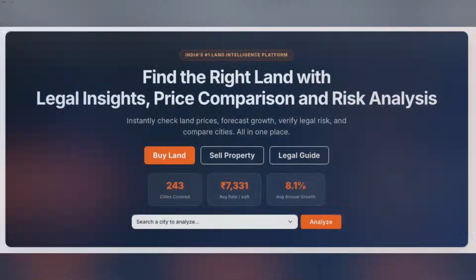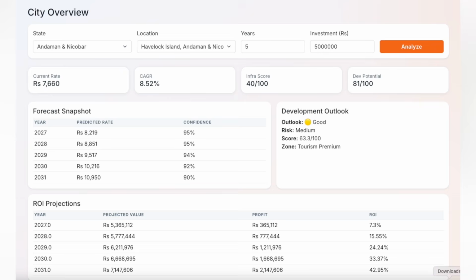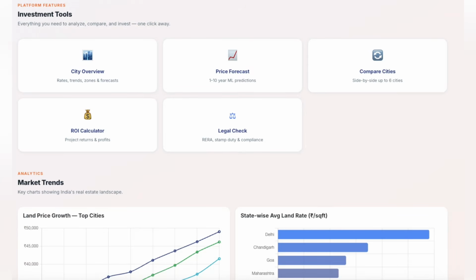I built a real estate web application called PlotGuide, India's land intelligence platform covering 243 cities with live price data, even legal checks, ROI calculators, city comparisons, and a fully property marketplace where people can buy, sell, and rent land across India. The entire thing runs on free trial infrastructure, no credit card, no monthly bill, 0 rupees.